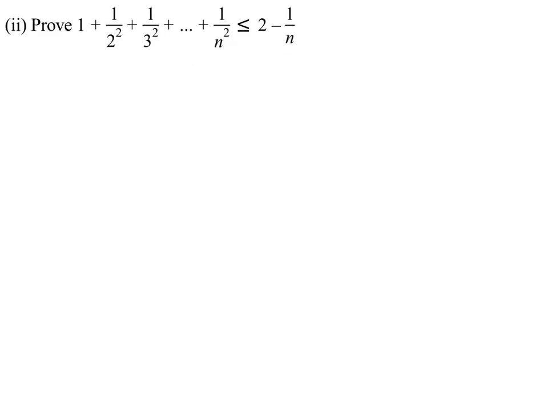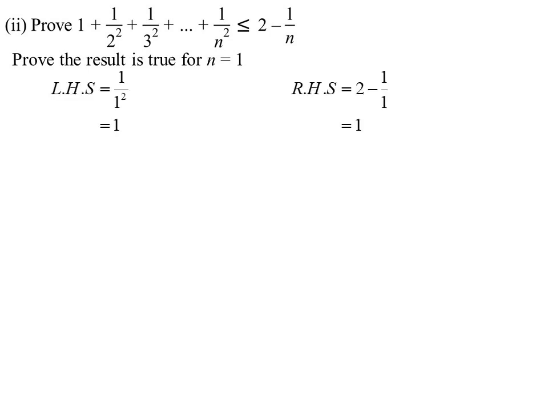Let's do another one. 1 plus 1 on 2 squared and so on is always going to be less than or equal to 2 minus 1 on n. Prove the result's true for n equals 1. Left-hand side, the first term is 1. Right-hand side is also equal to 1.